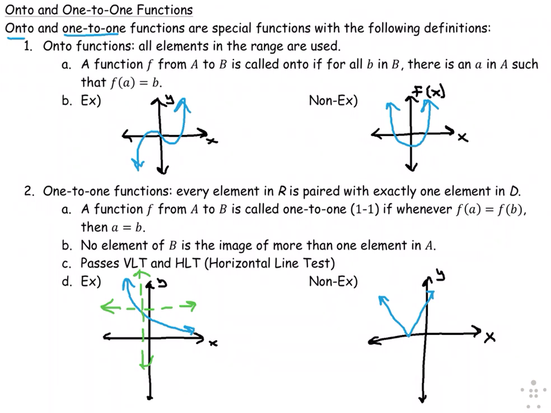And over here, this absolute value function, yes, it passes the vertical line test, but it fails the horizontal line test. So that's why it's a non-example for one-to-one functions.